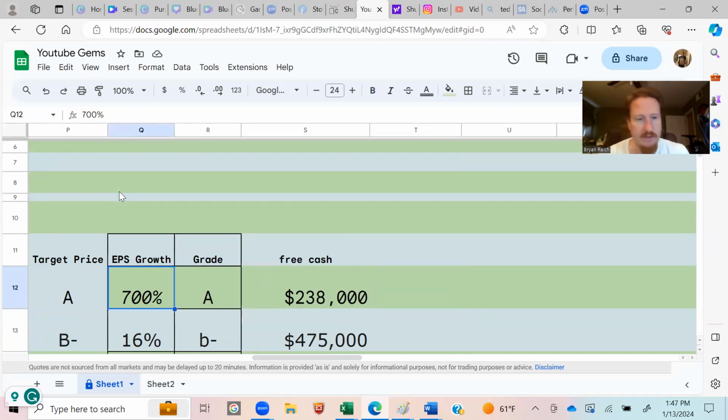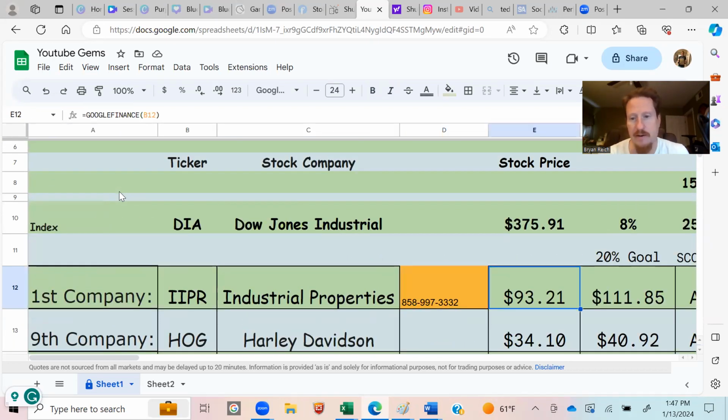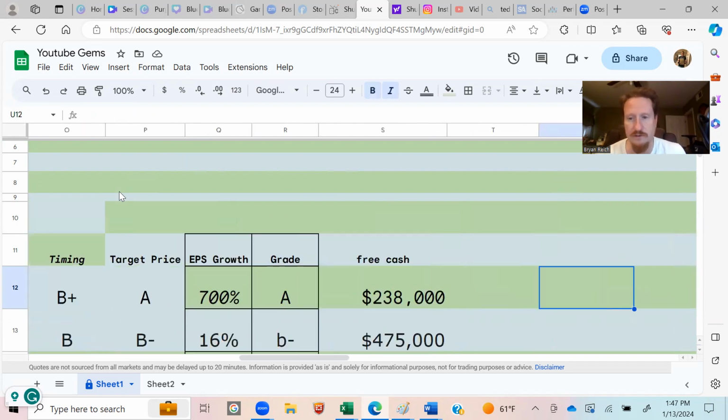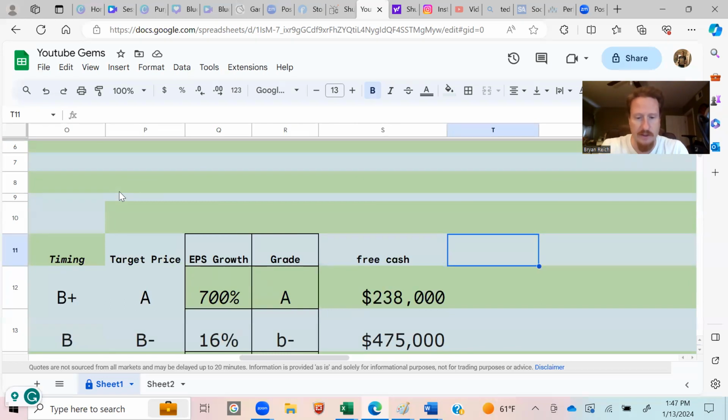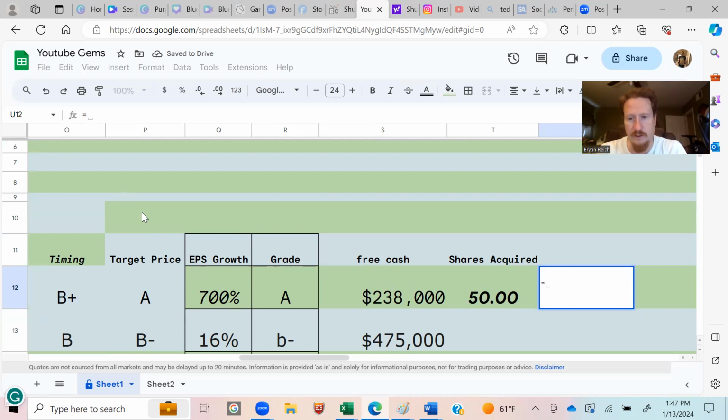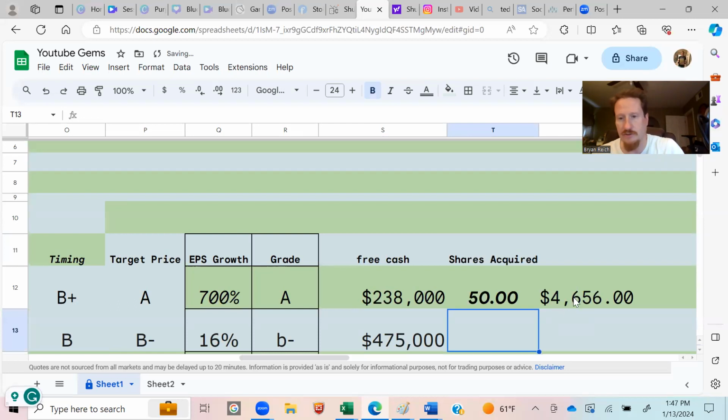So we'll pretend like we're going to buy IIPR at the market price, 93.21. So we'll go here and go to shares acquired. And we'll just say 50 is what we're going to buy. So here, and then that times 93.12. And that's your cost. Okay.